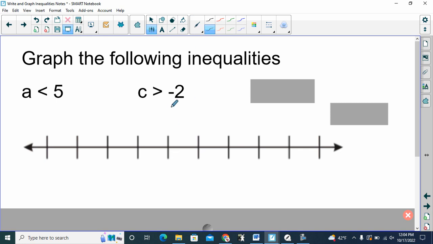We label our number line. When you have negative numbers, be careful. I put -2 on there. As I get bigger than -2, the next number should be -1. I'm getting closer to 0, and then 0, and then 1, and then 2. As I get smaller than -2, we've got -3, -4, -5.